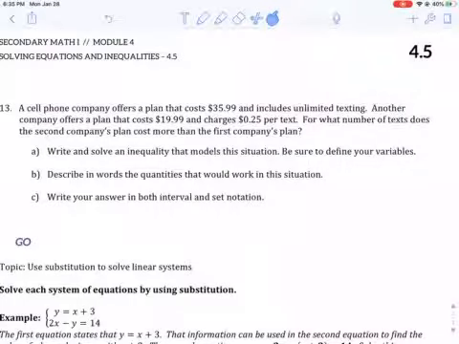Alright, I wanted to go through the last inequality from Race Set Go 4.5 with you. These word problems can be a bit tricky, so it's always good to try them together.